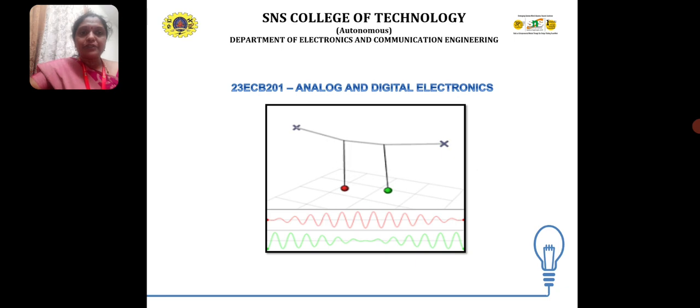So, can you guess what is the topic today? Refer to this image and can you tell me the topic? Yes, it is oscillator. So here I have given oscillations and waveform.